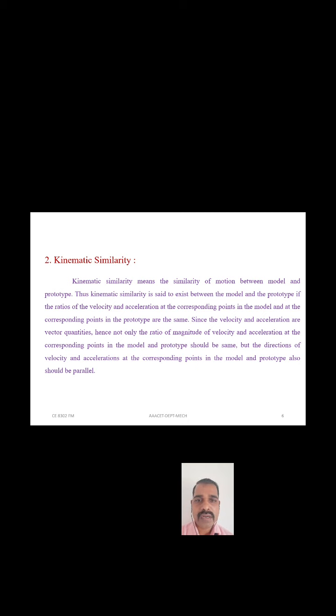Thus kinematic similarity is said to exist between the model and the prototype if the ratios of the velocity and acceleration at the corresponding points in the model and the corresponding points in the prototype are the same. Since velocity and acceleration are vector quantities, not only should the ratio of magnitudes of velocity and acceleration at the corresponding points in the model and prototype be the same, but the directions of velocity and acceleration at the corresponding points in the model and prototype should also be parallel, right?